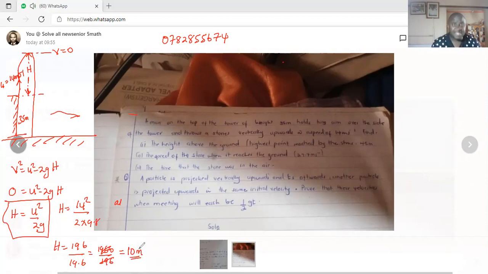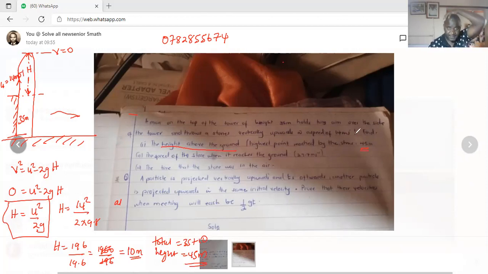But this 10 meters is not the answer. The question has said height above the ground. That 10 is above the tower. So total height would be 35 plus 10, and the answer is 45 meters, which is the answer here.